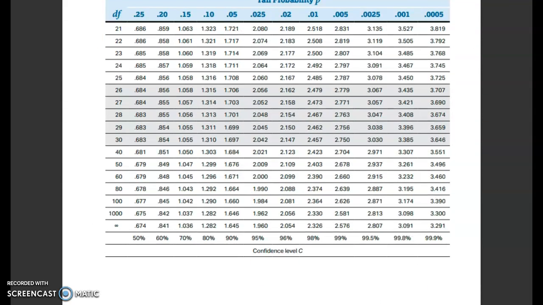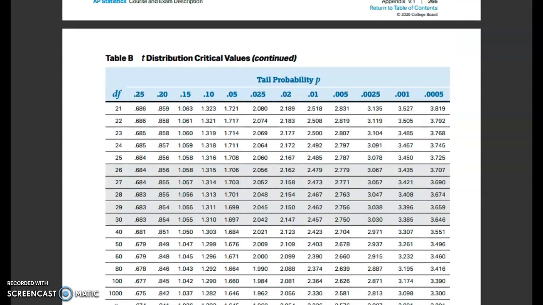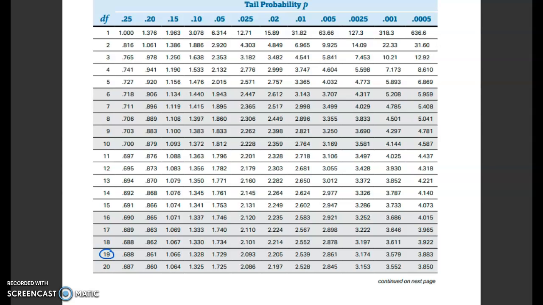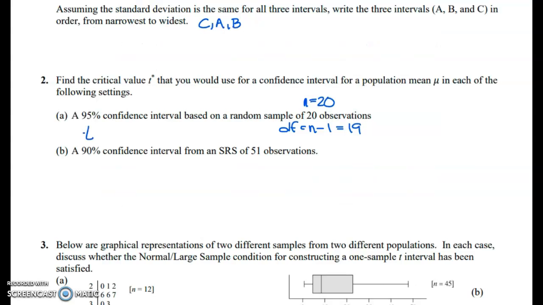Confidence level is in this column, 95. Notice it tells you the tail area is 0.025. Kind of helpful if you have a two-page table like this. So we're looking at a critical value right here, a T-star of 2.093. That's all they're asking you for here. The critical value is 2.093. Again, doing the same thing here.